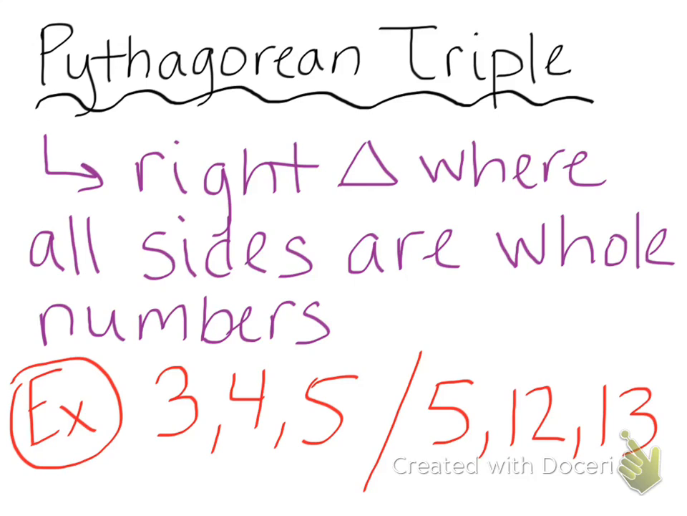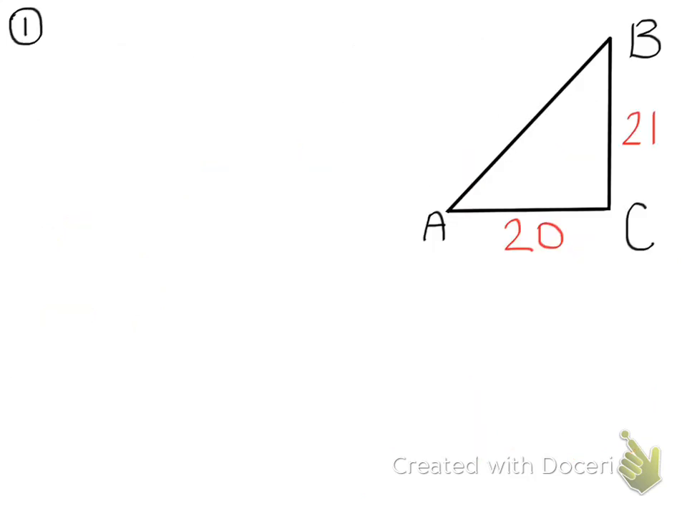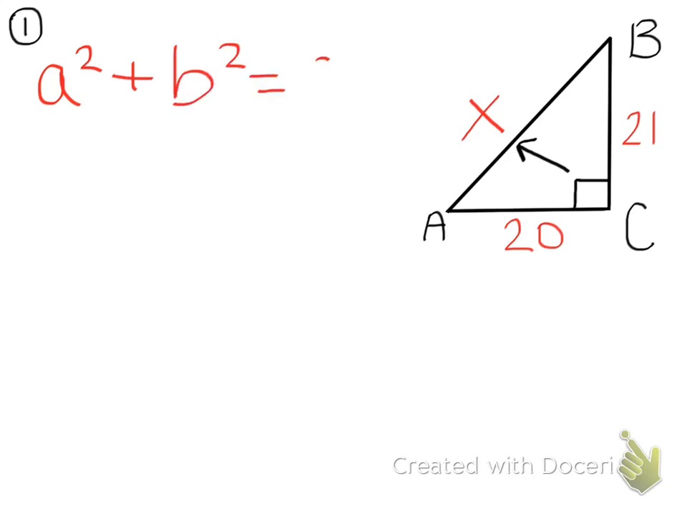Alright, let's move on. Let's try an example now. Number 1 says find the length of the hypotenuse for each triangle. Here we have our triangle, and the side opposite of the right angle is our hypotenuse, so I'm going to label that x. Alright, let's solve for this. One of our legs is 20 squared. I'm going to write our equation up here again: a squared plus b squared is equal to c squared.